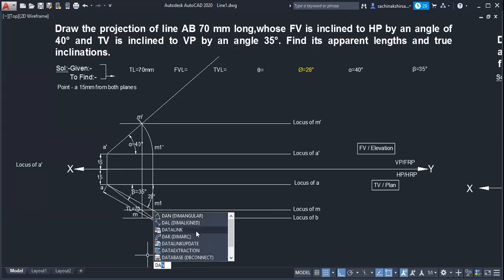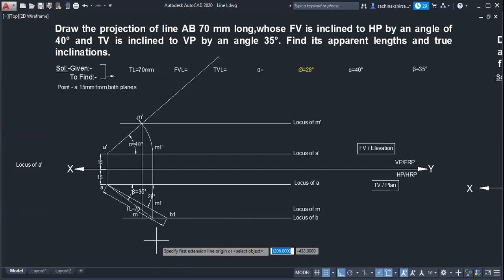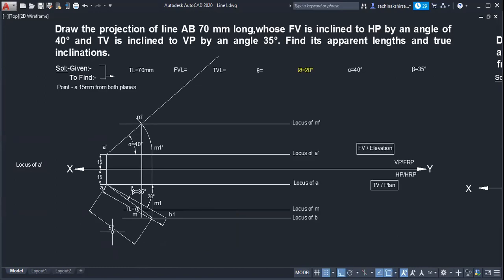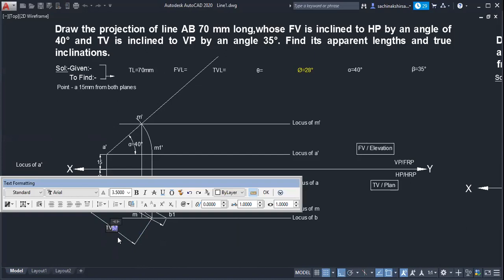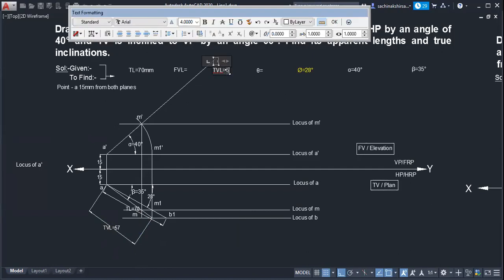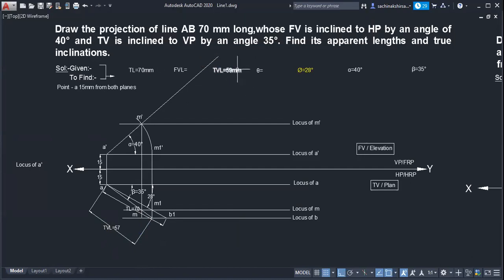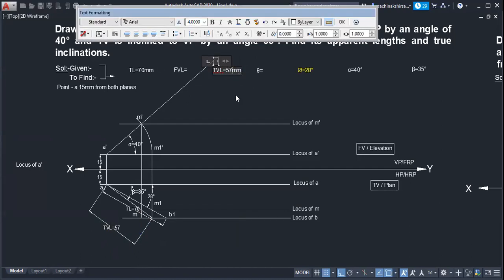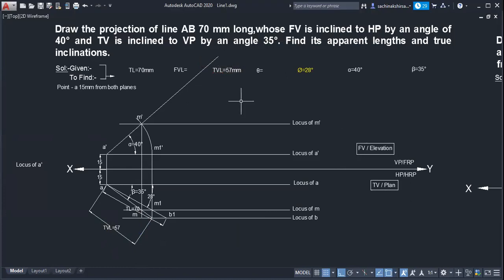59. It is coming. My length is coming 57. Just check again, a little accuracy. PVL equal to 57 is coming. Your is 59, 58, sir. So exactly it is 57. Next.